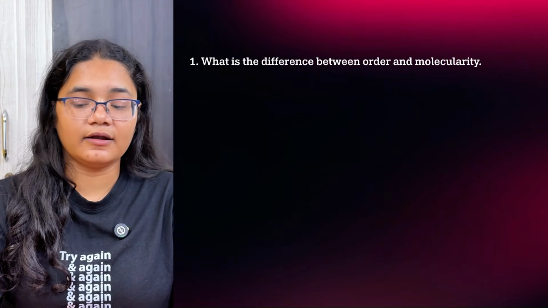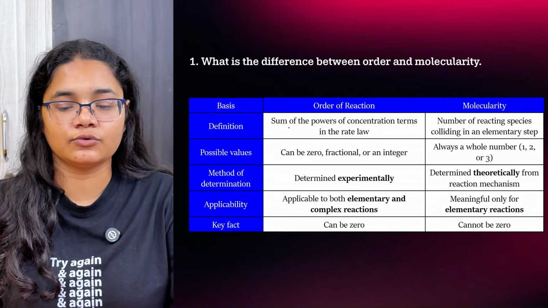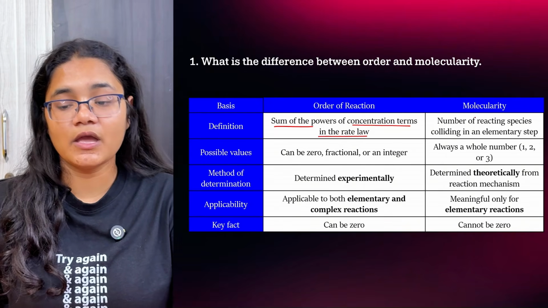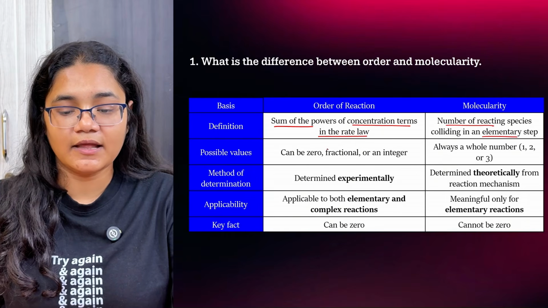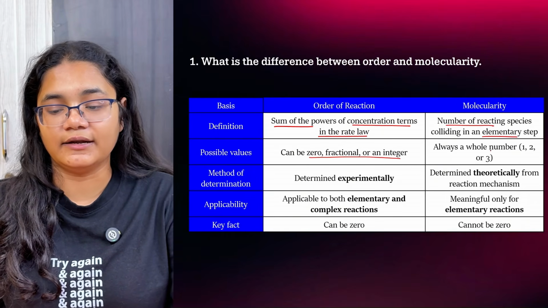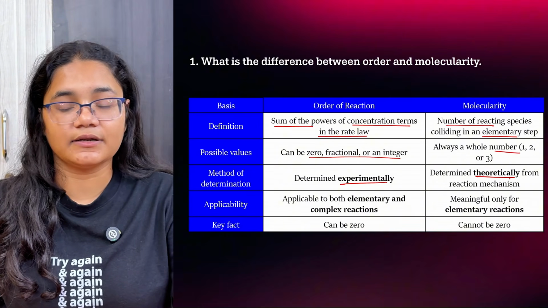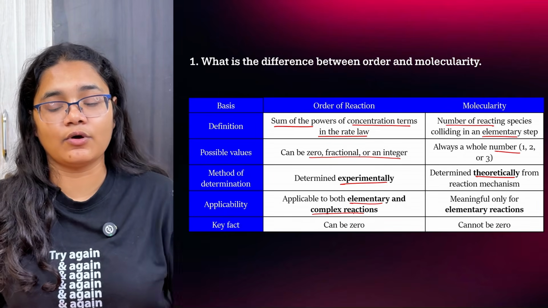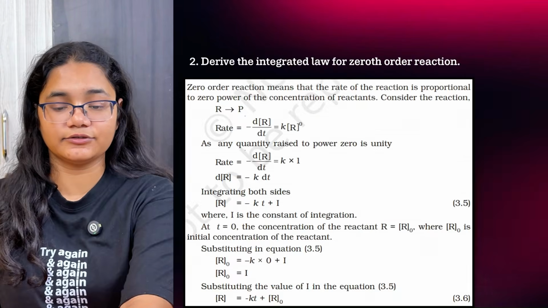Now moving to the next chapter, that is chemical kinetics. What is the difference between order and molecularity? Order is the sum of the powers of the concentration terms in the rate law, whereas molecularity is the number of reacting species in the elementary step. Order can be 0, fractional or an integer, and molecularity can only be a whole number. Order is determined experimentally, molecularity is determined theoretically. Order is applicable to both elementary and complex reactions, while molecularity is applicable only to elementary reactions.